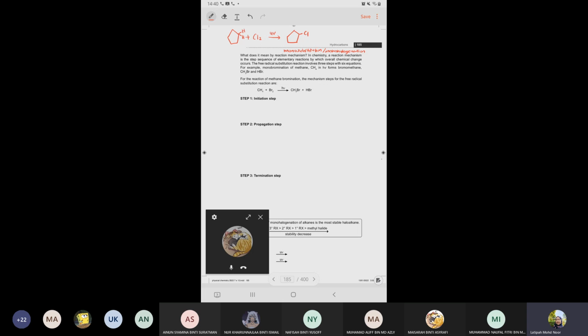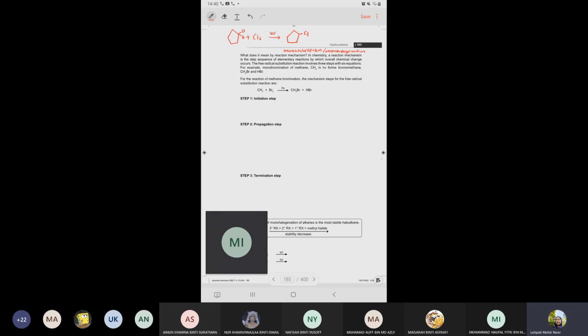Boleh faham ke? Dalam Telegram pun senyap, dalam Teams pun senyap. Macam mana ni? Madam. Madam boleh terangkan boleh tak dekat belah produk tu? Dekat produk yang mana satu? Apa soalannya? Yang mono halogenation tu.